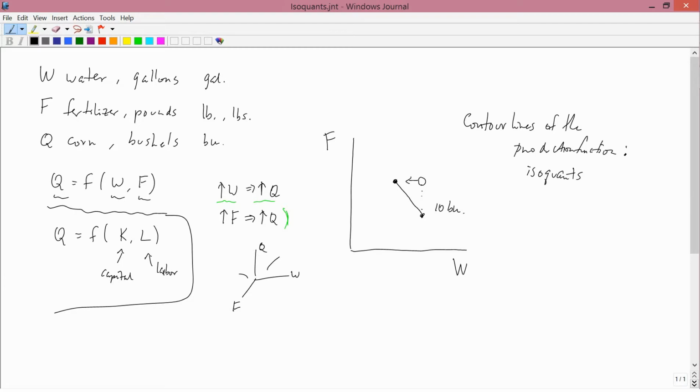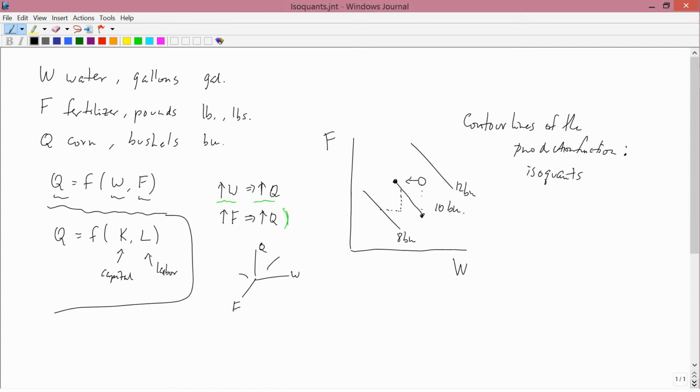Other isoquants might be here and here. The ones closer to the origin will represent less output. And one way you can show that is that one method of getting from the 10 bushel contour line to the other one that I drew is to get less fertilizer and less water. And certainly if you've gotten both less fertilizer and less water, you got less output. So this might be, I don't know, the 8 bushel isoquant. Similarly, this might be the 12 bushel isoquant.